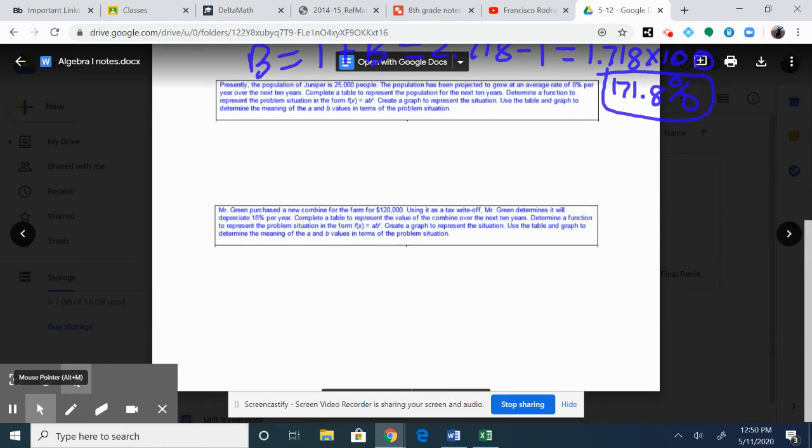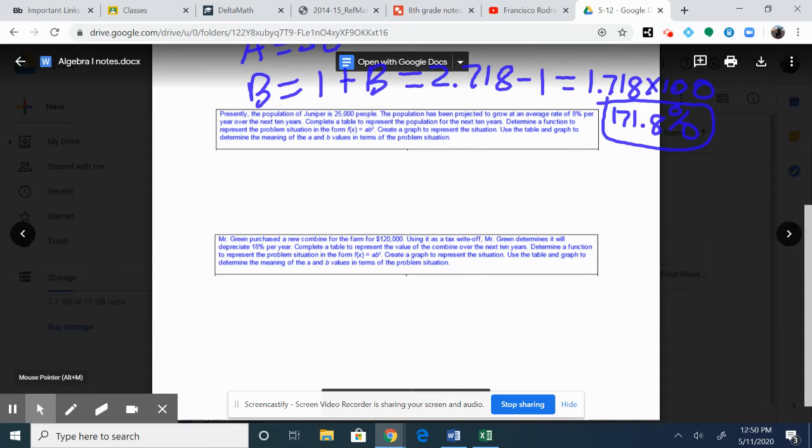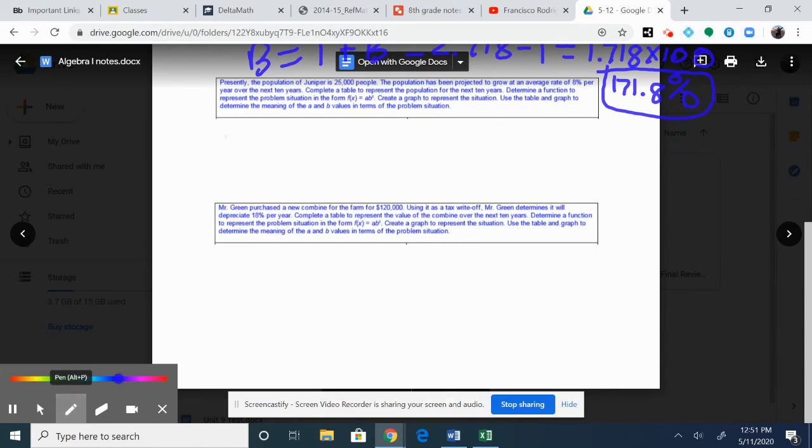All right, so now we are going to practice putting them into equations and solving them. So let's look at the third problem and say that we have a population in Juniper of 25,000 people. The population has been projected to grow at an average rate of 8% per year over the next 10 years. So determine a function to represent the problem in the form ab to the power of x. So what we need to do is first determine what's our a, what's our b, and what's our t.